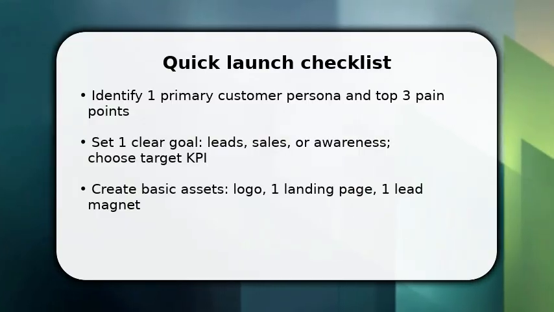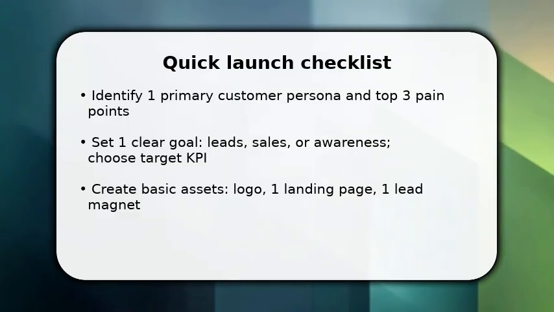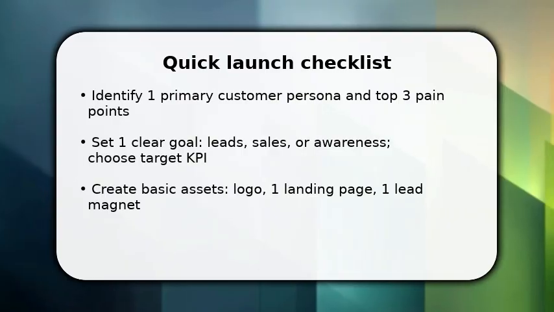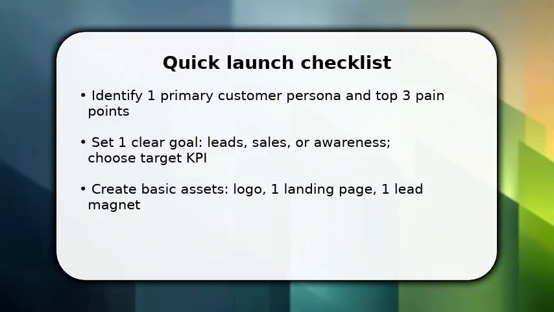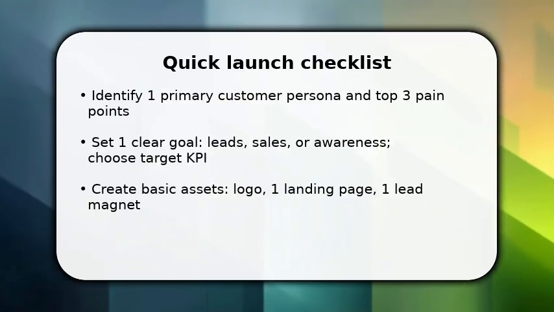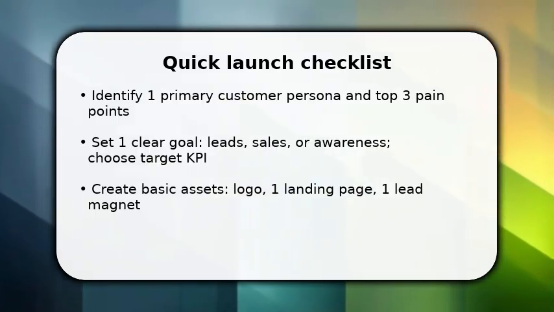You start by locking in essentials so you can act fast. Identify one primary customer persona and their top 3 pain points. This guides every message. Once done, pick a single goal, leads, sales, or awareness, and set the KPI you'll track.